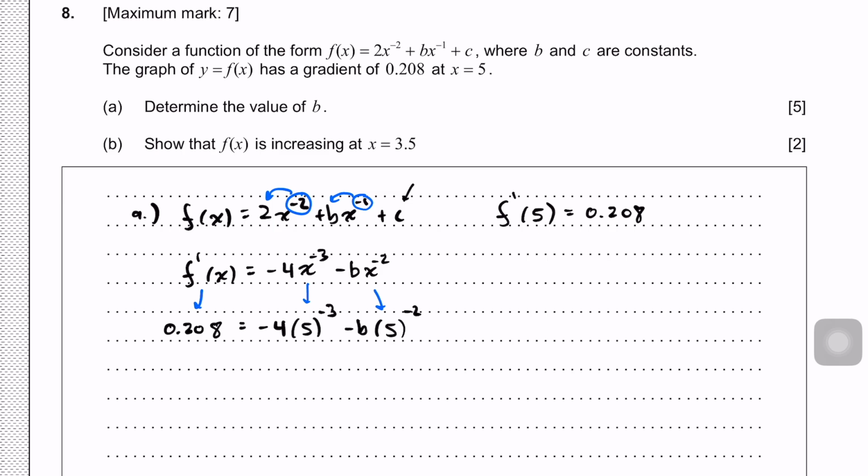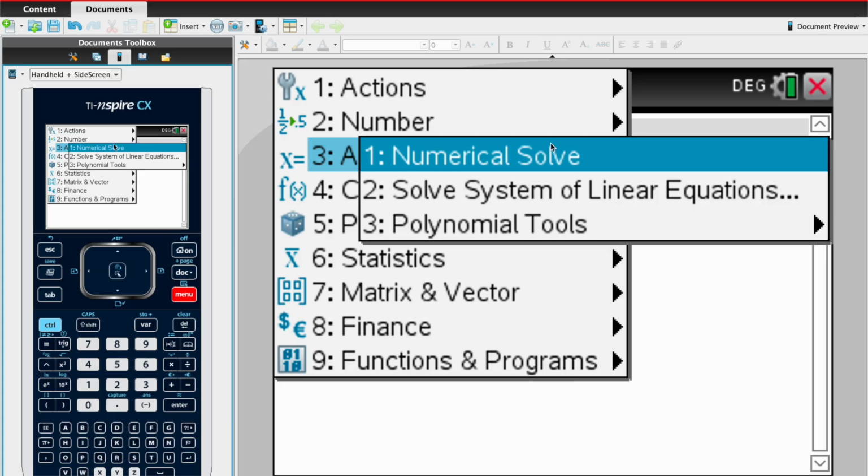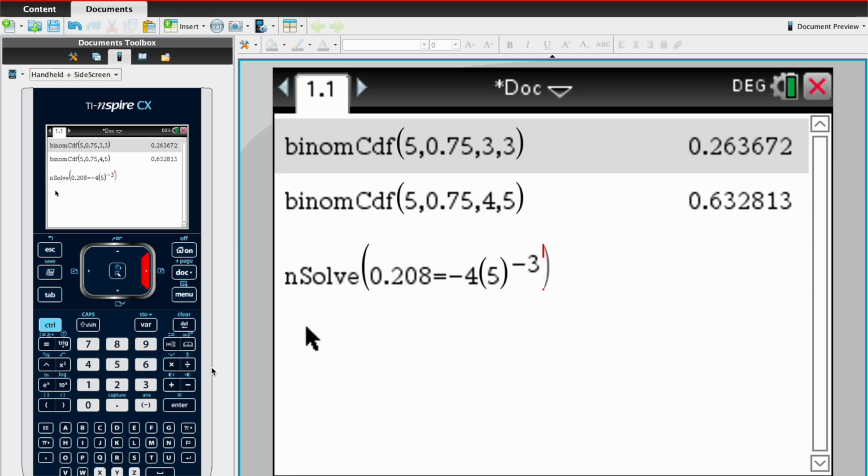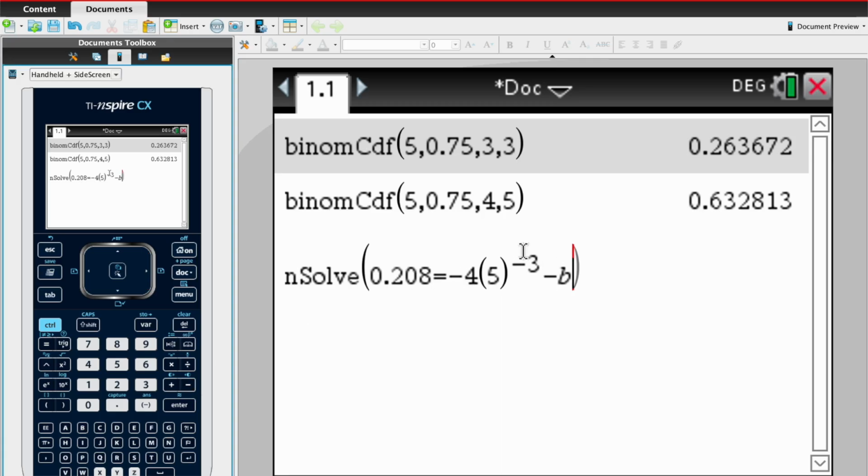We can solve this with nsolve. So let's go algebra, numerical solve. 0.208 equals negative 4. Let's open some brackets, raise this to the power of negative 3, minus, and then b we don't know. b is multiplied by 5, and that 5 itself is raised to the power of, I think I actually need these negative signs. This is a minus, a subtract sign. I'm going to write this as negative. I think that might be the case for this one as well.